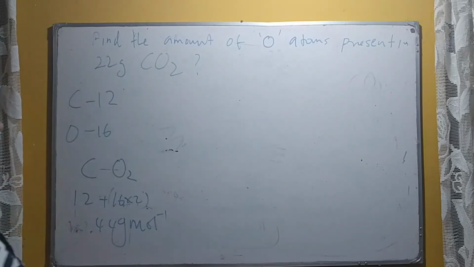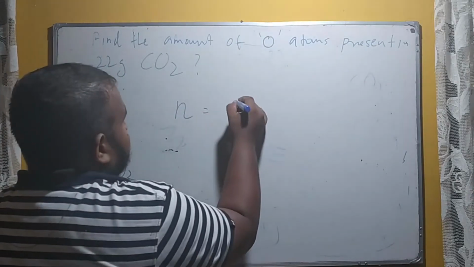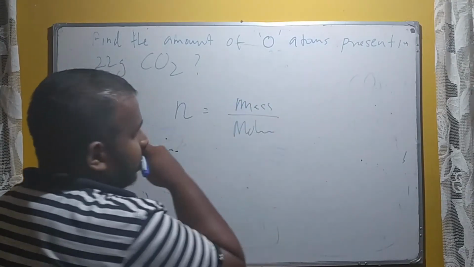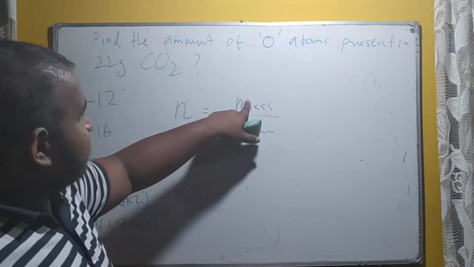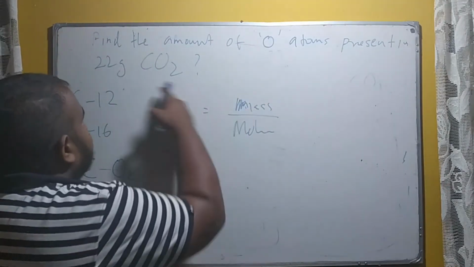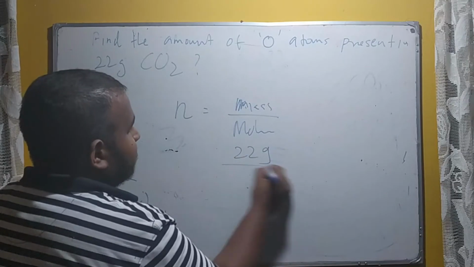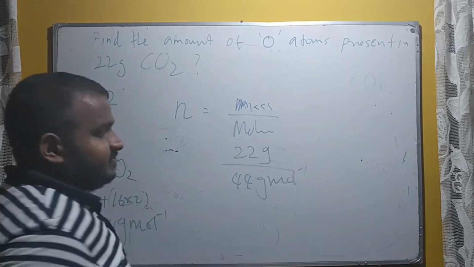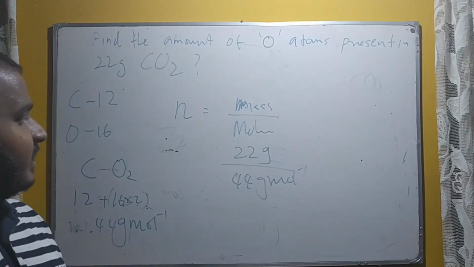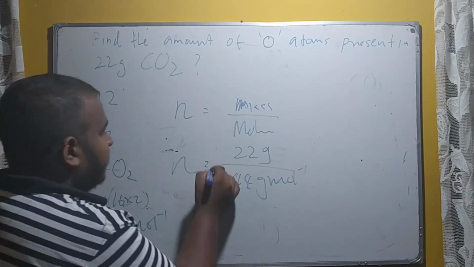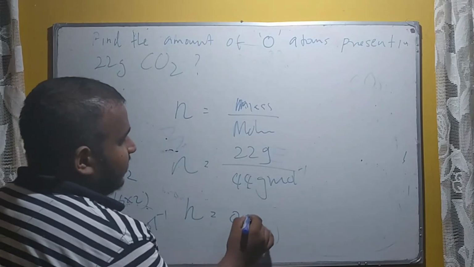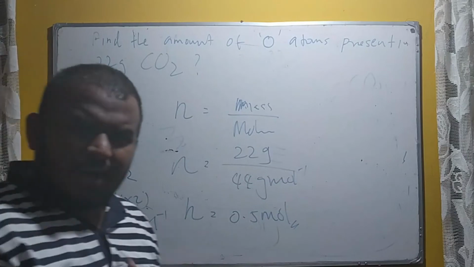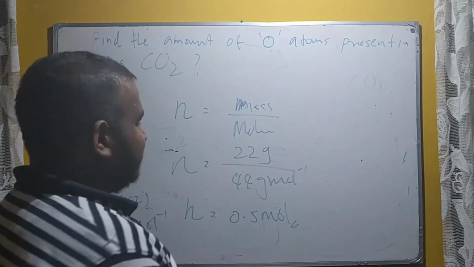So what is the given mass? We know that number of moles is equal to mass over molar mass. The given mass is 22 gram. The molar mass is 44 gram mole minus 1. So if you find it, the answer will be 0.5 mole.